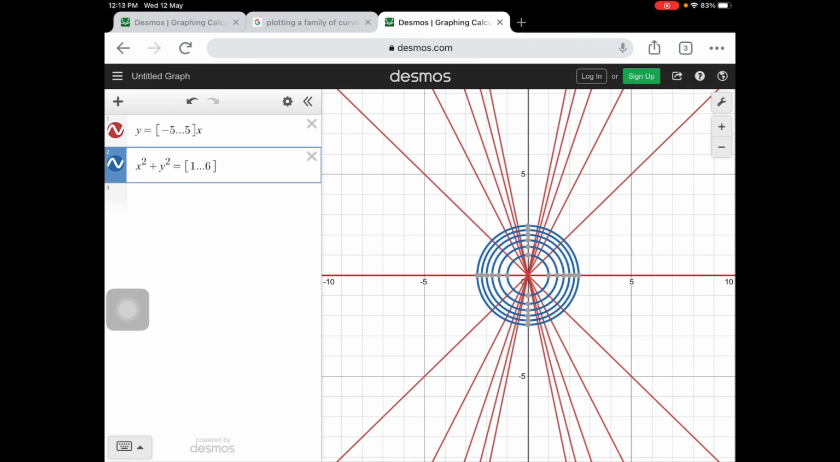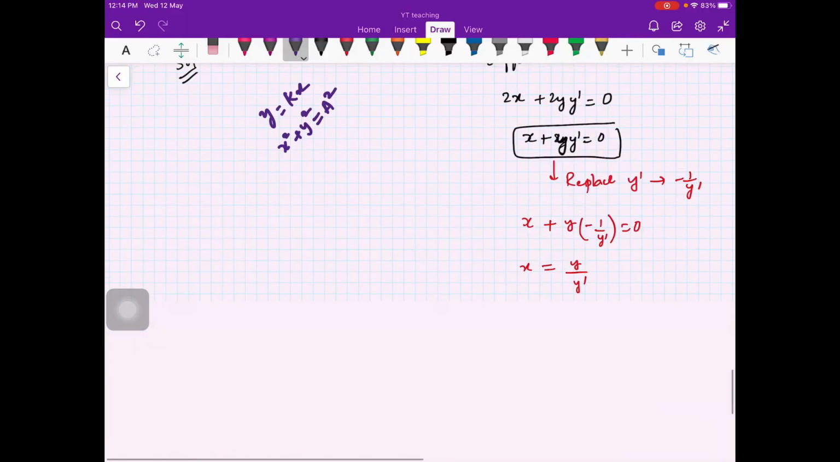You can keep on drawing. You can increase from -5 to 5. You can make it -50 to 50, and you can do this experiment to actually see that these curves are actually perpendicular to each other. Okay, so similarly there are other problems also which you can do.